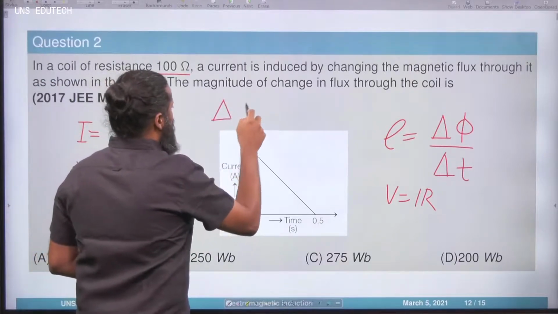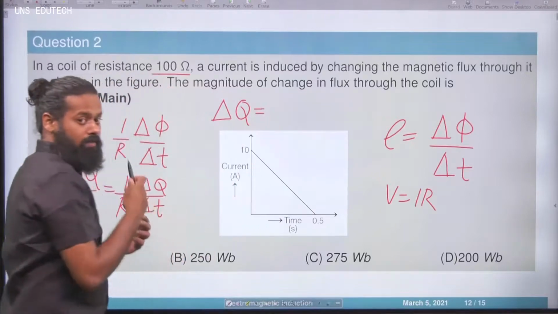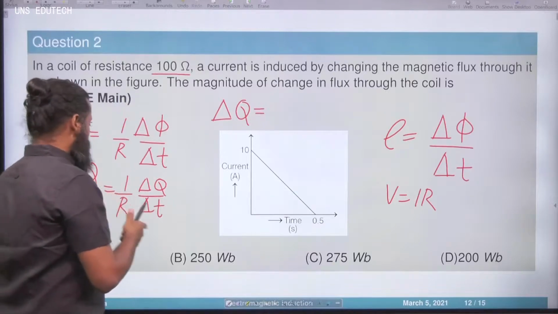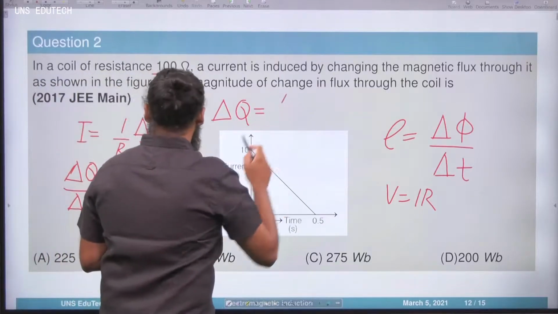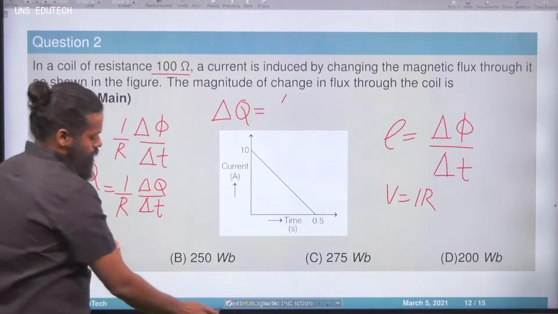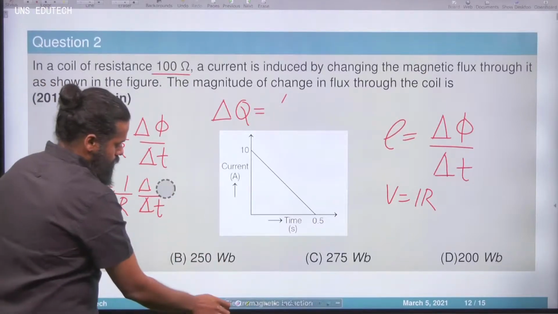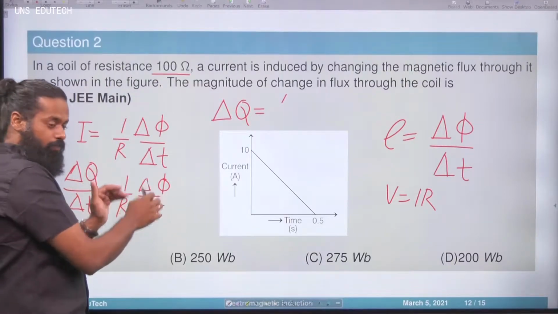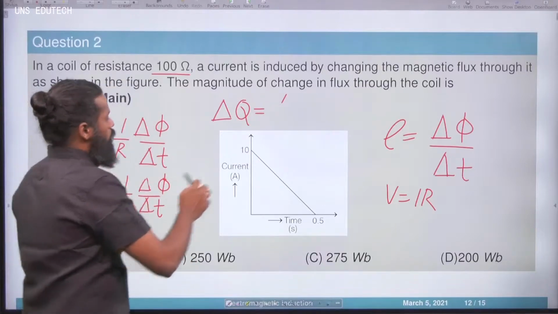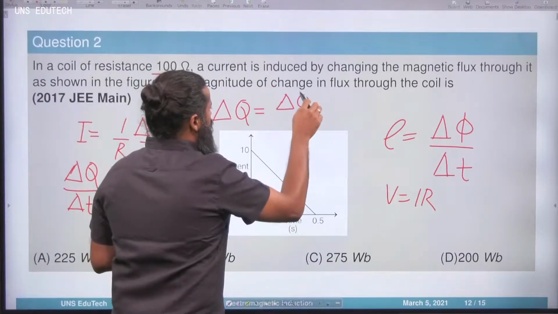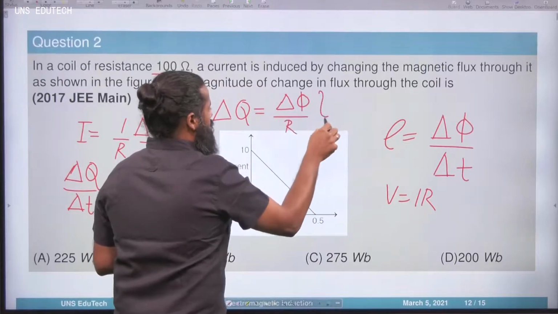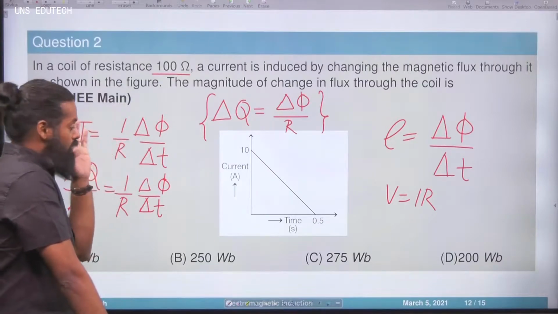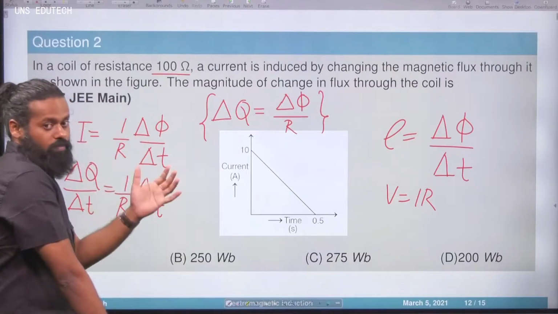So the change in charge in the system when there is electromagnetic induction, if you have a coil magnetic system, the flow of charge in the system will be equal to delta phi divided by resistance. dq by dt is equal to 1 by R into delta phi by dt. So change in charge will be equal to delta phi divided by resistance. It's a very interesting relationship between charge, flux and resistance. So please keep this in mind. It will be very useful. You can quickly solve certain problems like this.